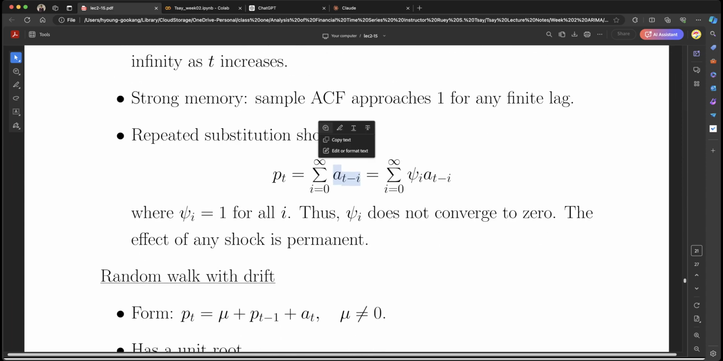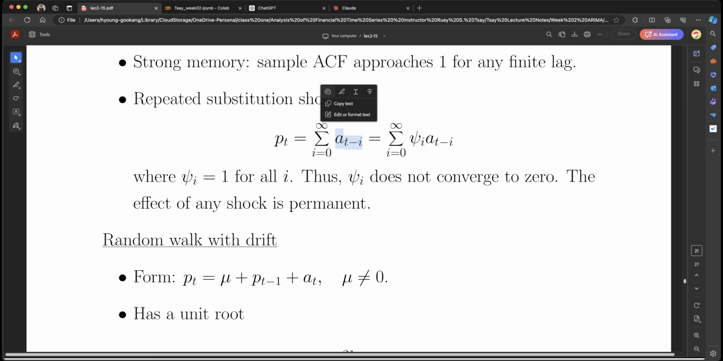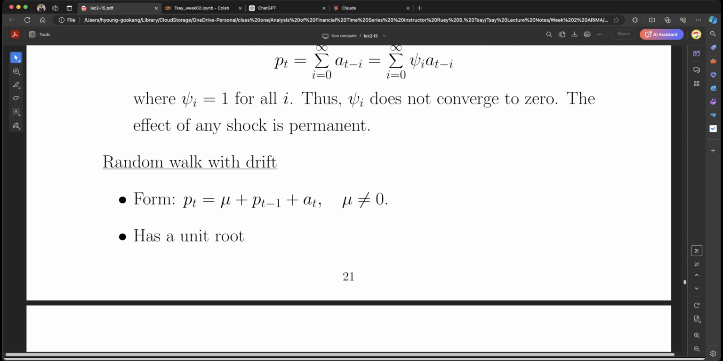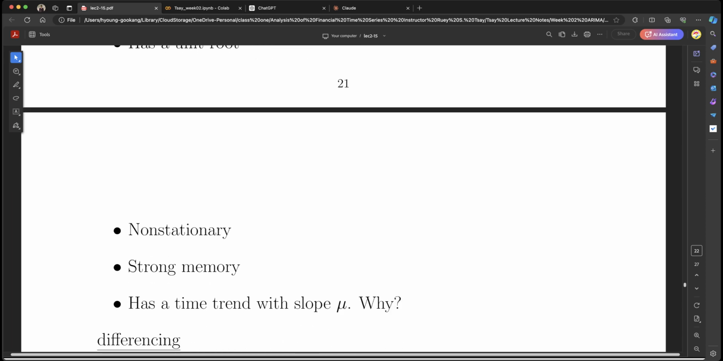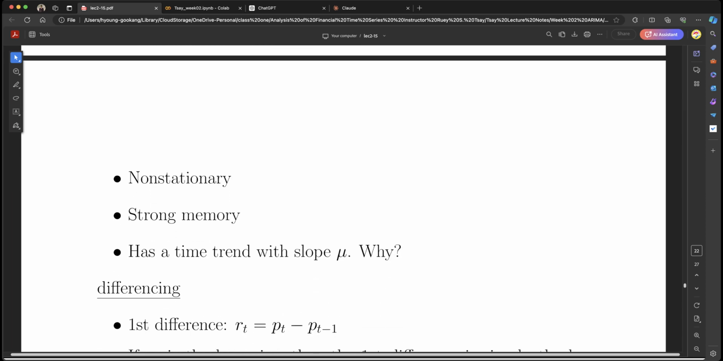Now, random walk with drift. Now we can add a constant term here, where mu is not zero. We keep adding this shock, but we also add some constant term. This kind of process is also a unit root process. Any AR model with an AR coefficient of 1 is a unit root process. Again, it's not stationary. It has a time trend with slope mu.